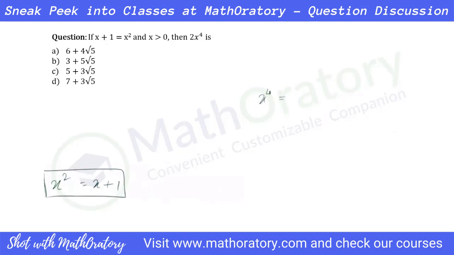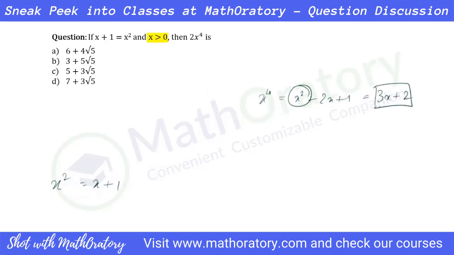I just squared both the sides. So I got x plus 1 whole square is what? x square plus 2x plus 1. And now this x square is x plus 1. So I can substitute back, right? So this is coming out to be 3x plus 2. So all I have to do is figure out this 3x plus 2. I know the x is positive.